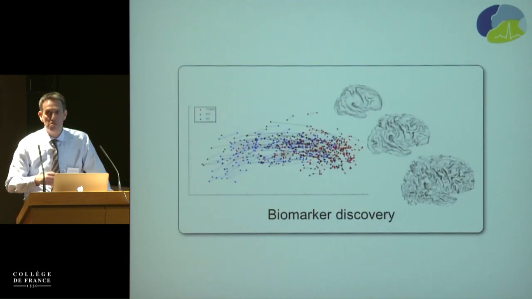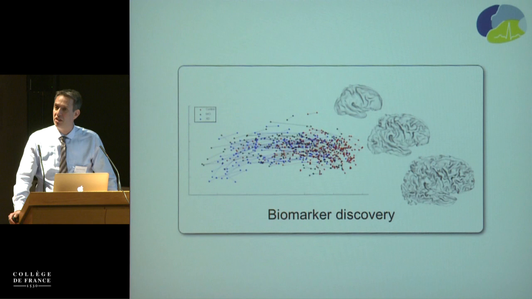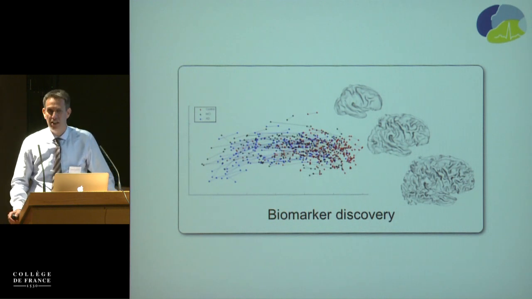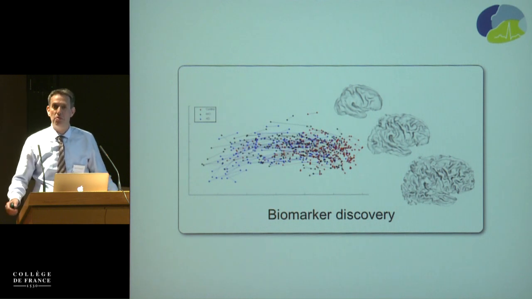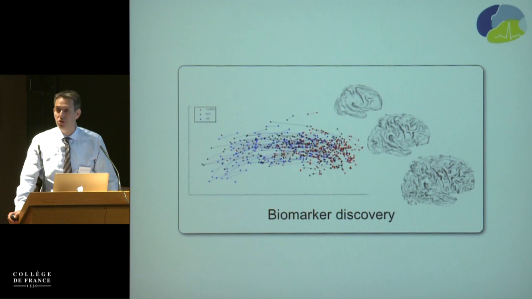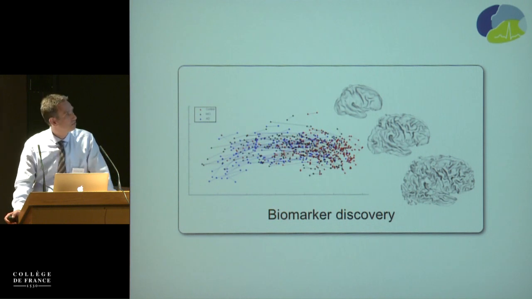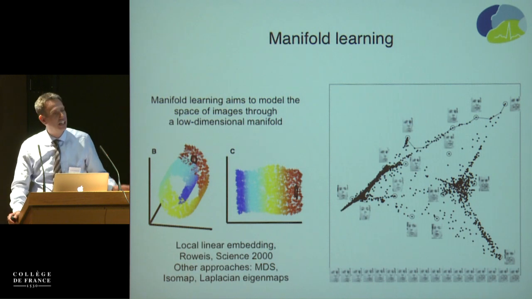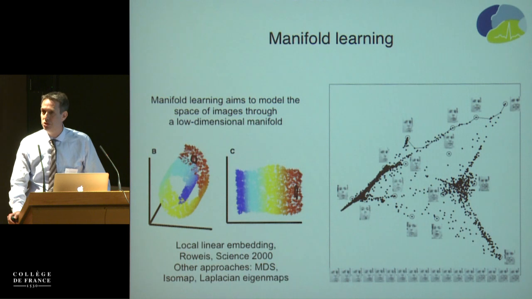Okay, so the final bit of methodology which I want to cover is something which we term biomarker discovery. And again, I want to show you how machine learning can be used to try to extract directly from the images, without an a priori hypothesis, useful information from the images. And in order to do this, I first thought I should give you a basic idea of what the methodology is which I want to use.